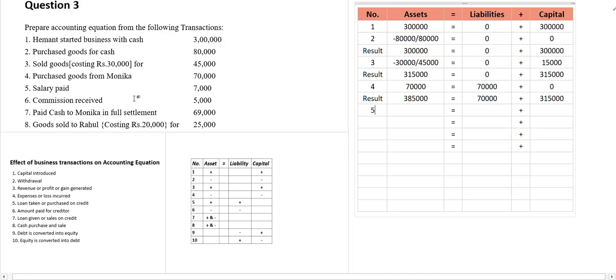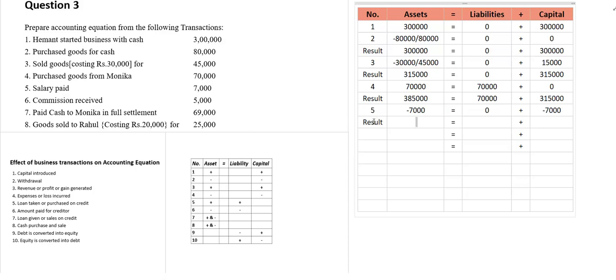Transaction number 5. Salary paid. Salary paid is a kind of expense, right? Expenses, point number 4. So one side asset decrease, on the other side capital decrease. Salary paid how much? 7,000, so 7,000 on this side, it is minus. Minus why? Because we are paying that, right? On liability there is no effect. On this side, this is also to be decreased by 7,000.